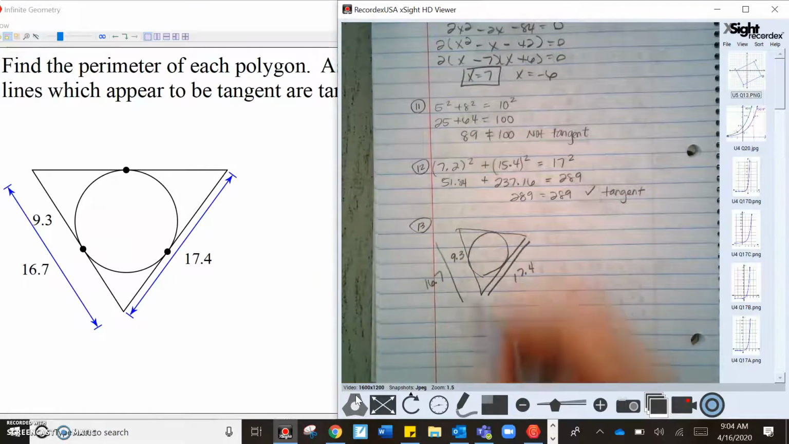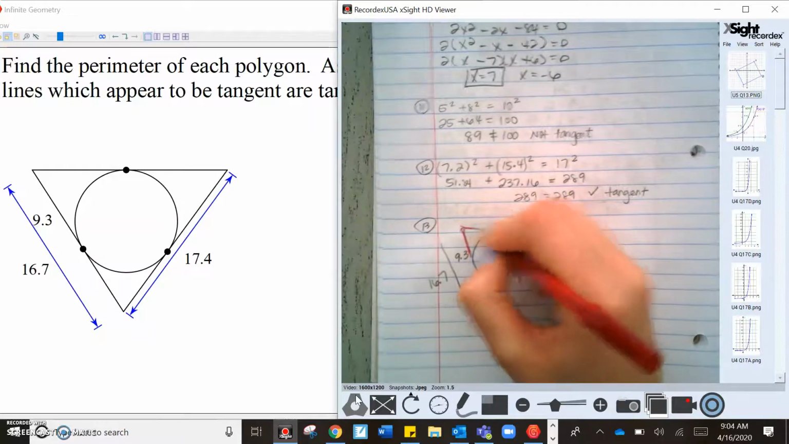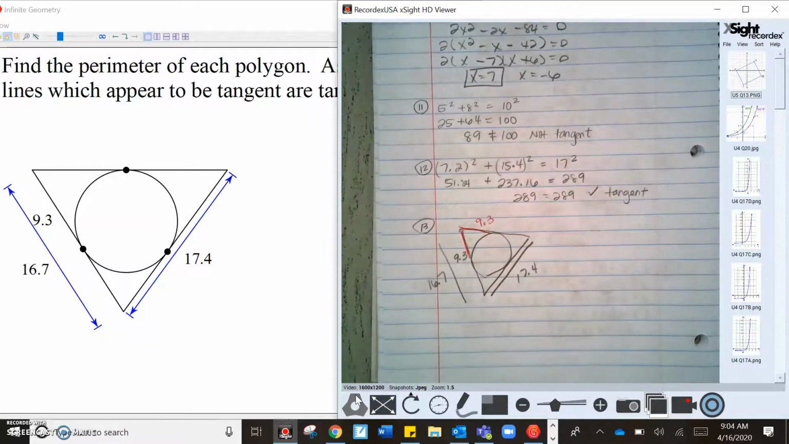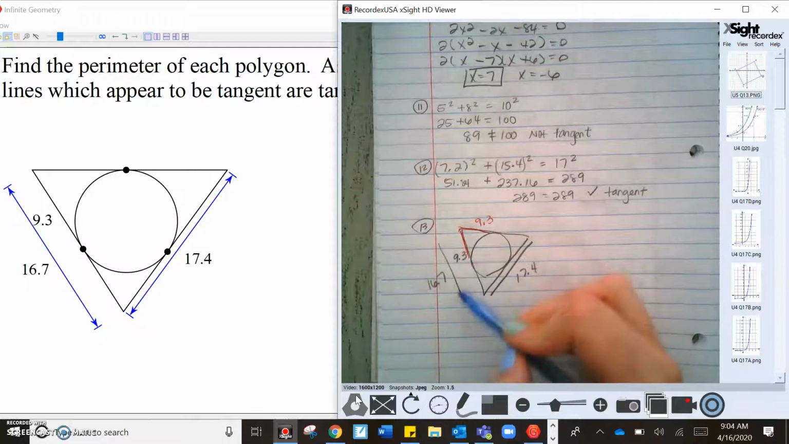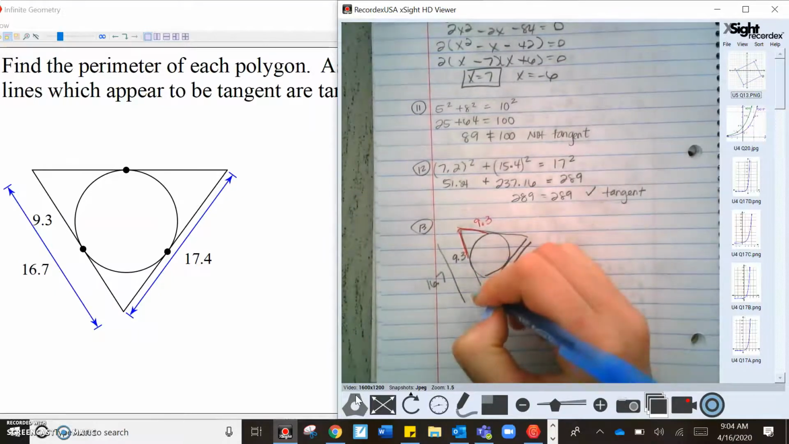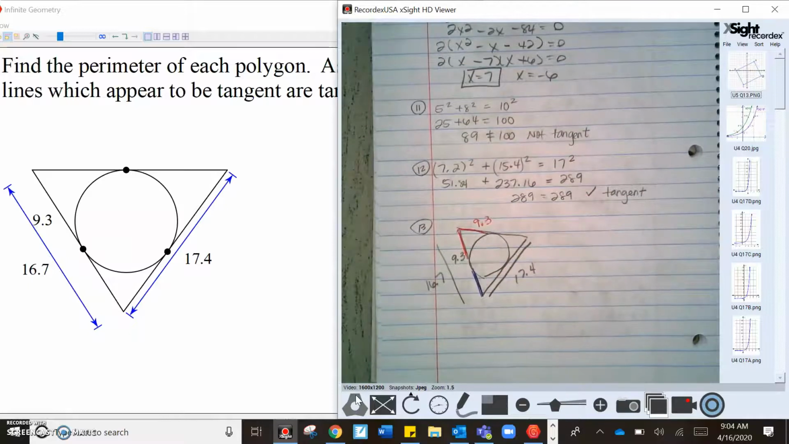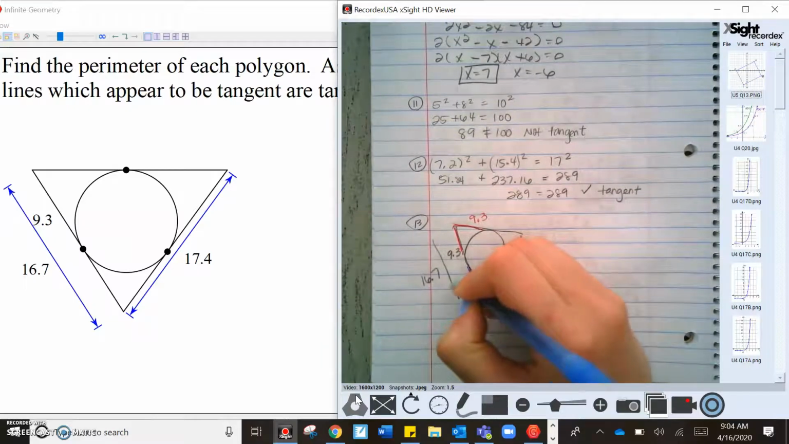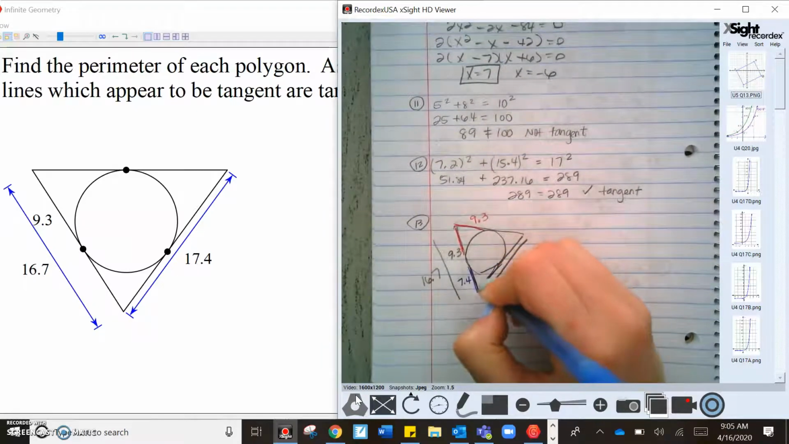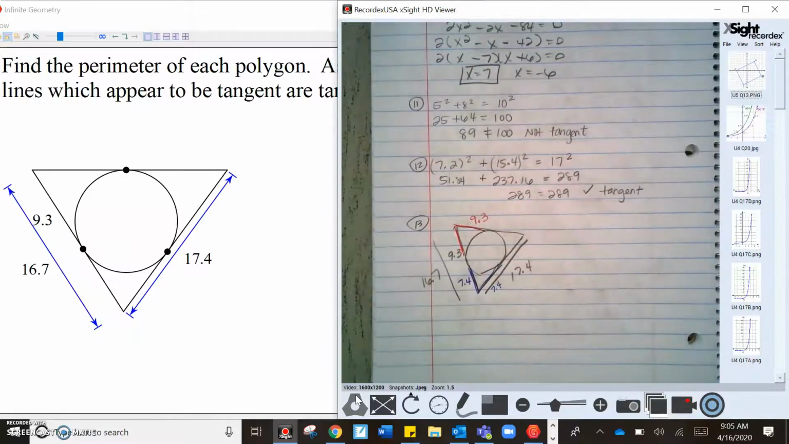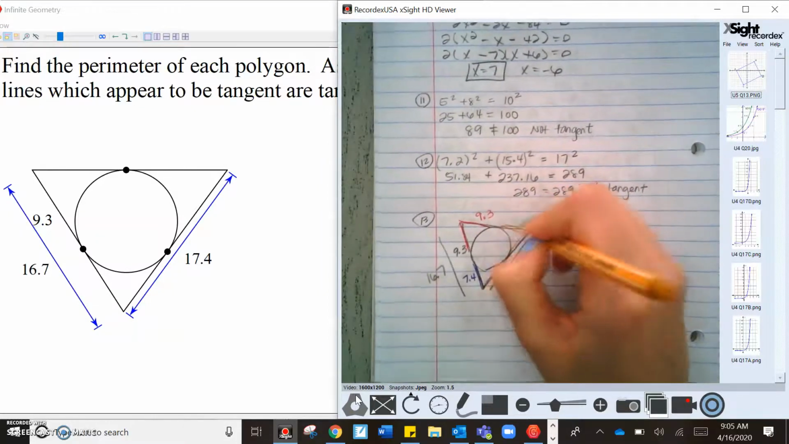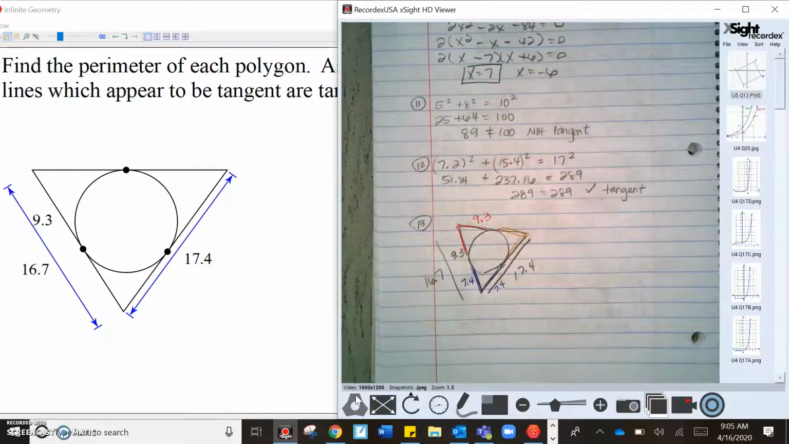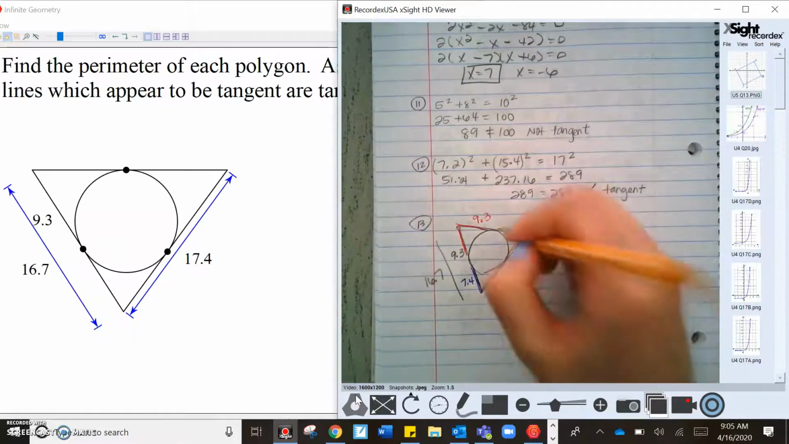So remember, we have party hats here. So this side length is also 9.3. Okay, party hats, those two tangents that form the party hat are congruent. Well, if this whole side length is 16.7, remember we have to find this side length. So 16.7 minus 9.3, we're going to get 7.4. Well, that's also this side length. So then that helps us find our last party hat here. Our last party hat, we have 17.4 minus 7.4, that's 10.